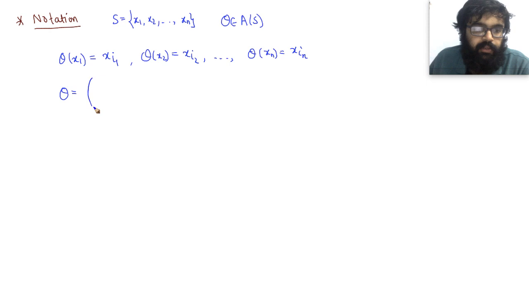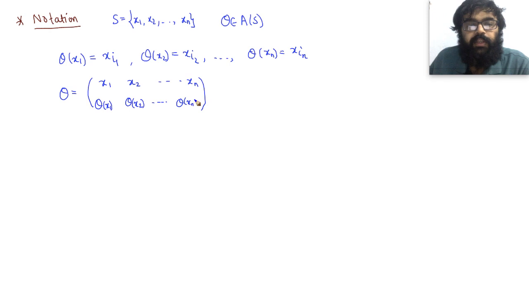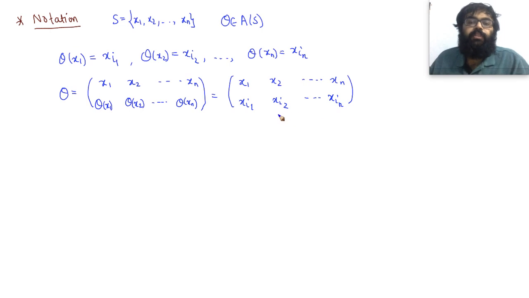We can write theta in terms of permutation. We can write like this: x1, x2, up to xn goes to theta of x1, theta of x2, and so on, xn goes to theta of xn. Because we have already named the images of x1, x2, xn, theta of x1 is nothing but xi1, xi2, and so on. So all these will be distinct, up to xin. So this is another way of writing a one-one and onto function on a finite set to itself.